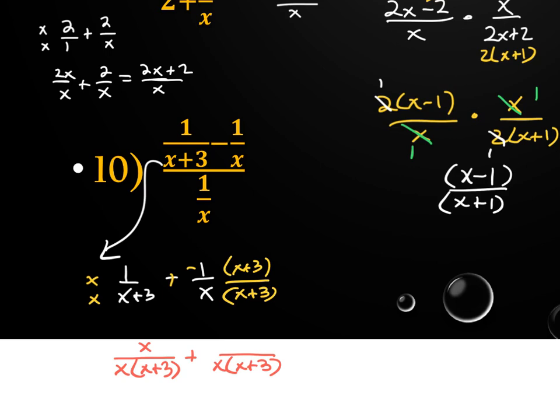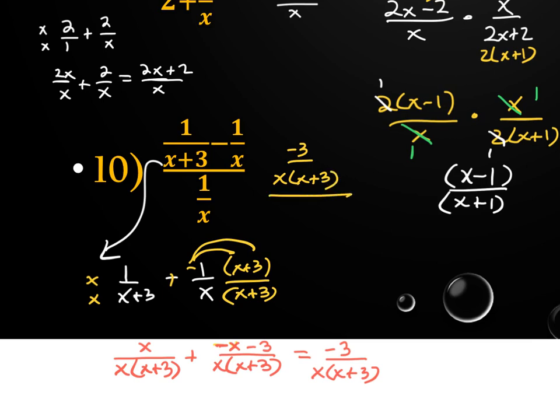Right. All right, so I'm going to distribute the -1 to the x and to the 3. Do this so you can see it better. -x minus 3. I now need to add my numerator. So x plus -x is 0, and then I'm just left with -3 over x times x plus 3. So that's my new top. And then the denominator is just the 1 over x.